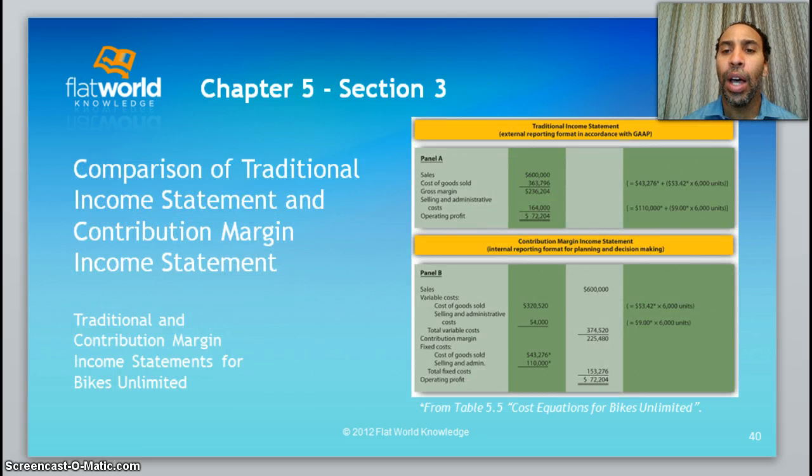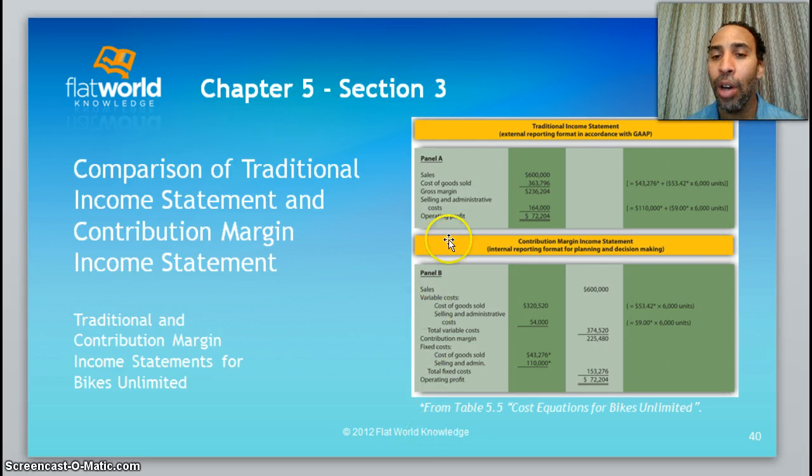So there you go. And you see, if you look at it, it's a traditional income statement, which is right here. So if you see panel A, and this is the same thing that's in your textbook, sales is 600,000. Cost of goods sold is $360,796. Nothing that you don't already know and you haven't already learned. So our gross margin is $236,204. Our selling and administrative cost is $164,000. So therefore, we know our operating profit is $72,204.